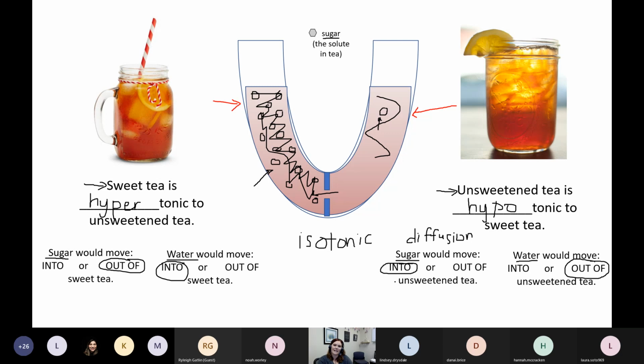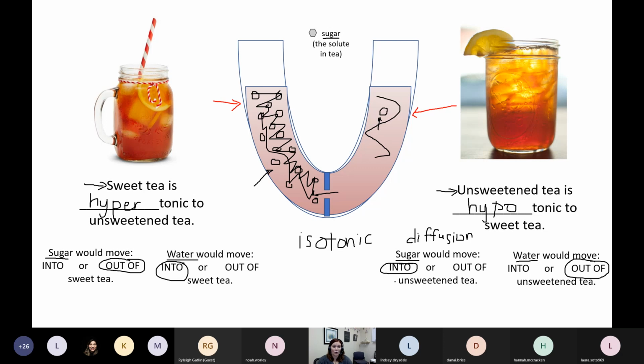So here's the big idea with solutions. If we put them side by side, they're always going to try to be equal. Two ways to make them equal. Either move the dissolved stuff, which in the case of our example was the sugar, or move the liquid, which in the body is always going to be water. Sweet tea and unsweetened tea, an example of hypertonic and hypotonic solutions.